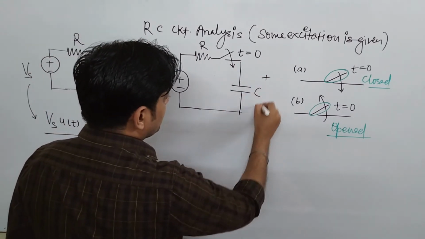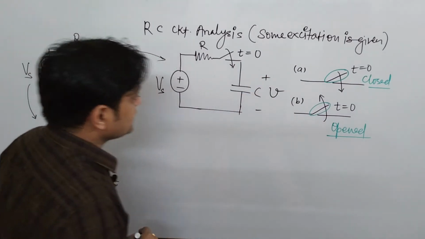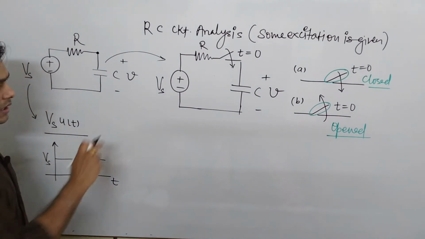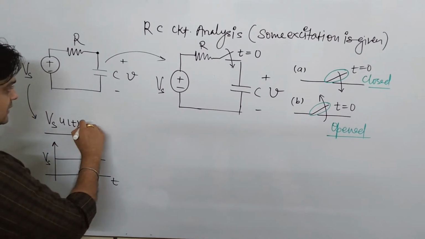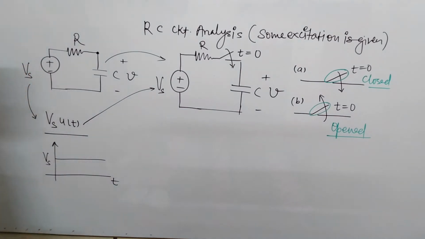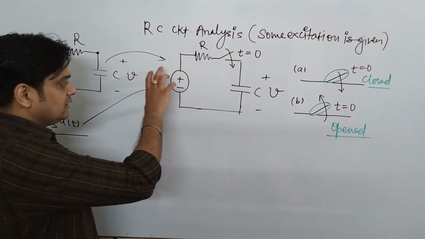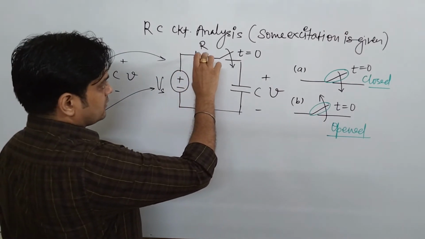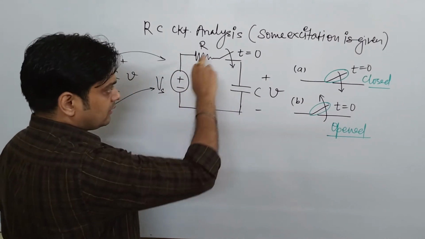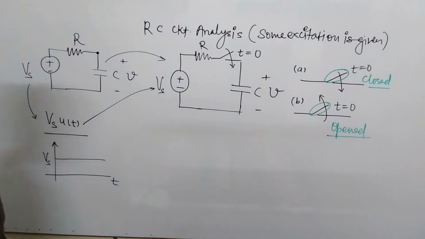So this switch condition represents that the switch is going to be closed at t equal to 0, and the voltage appearing is V. Again, this Vs is your Vs u(t). Basically, this is your voltage. So now you have to analyze this circuit when such voltage is applied across this RC circuit, and at t equal to 0 the switch is going to be closed.